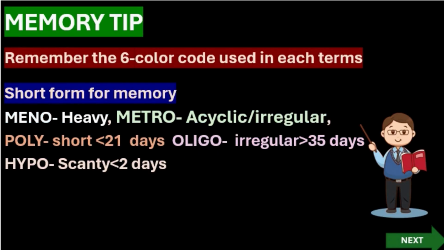So here the memory tip is the color codes also, and you have to remember the keyword. Meno is heavy bleeding, metro is acyclic or irregular, poly is short, less than 21 days, oligo is irregular, more than 35 days, hypo is scanty, 2 days.